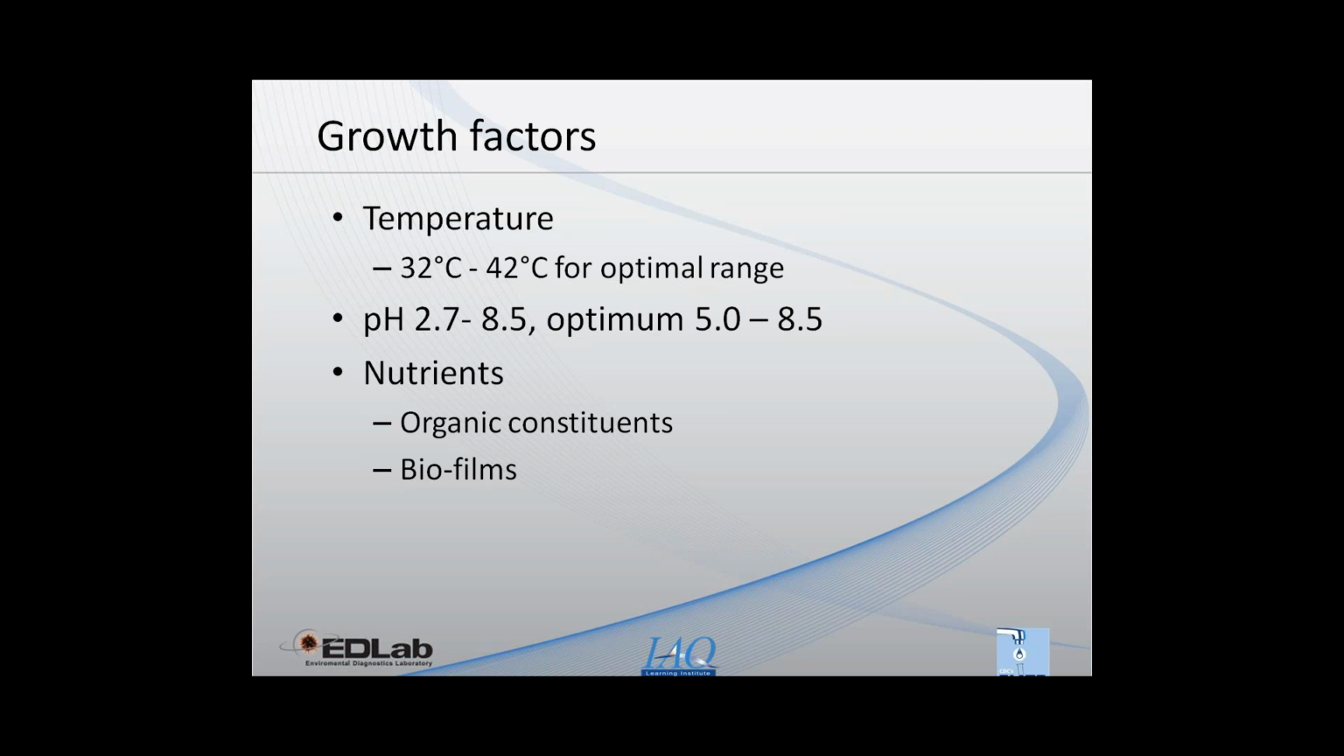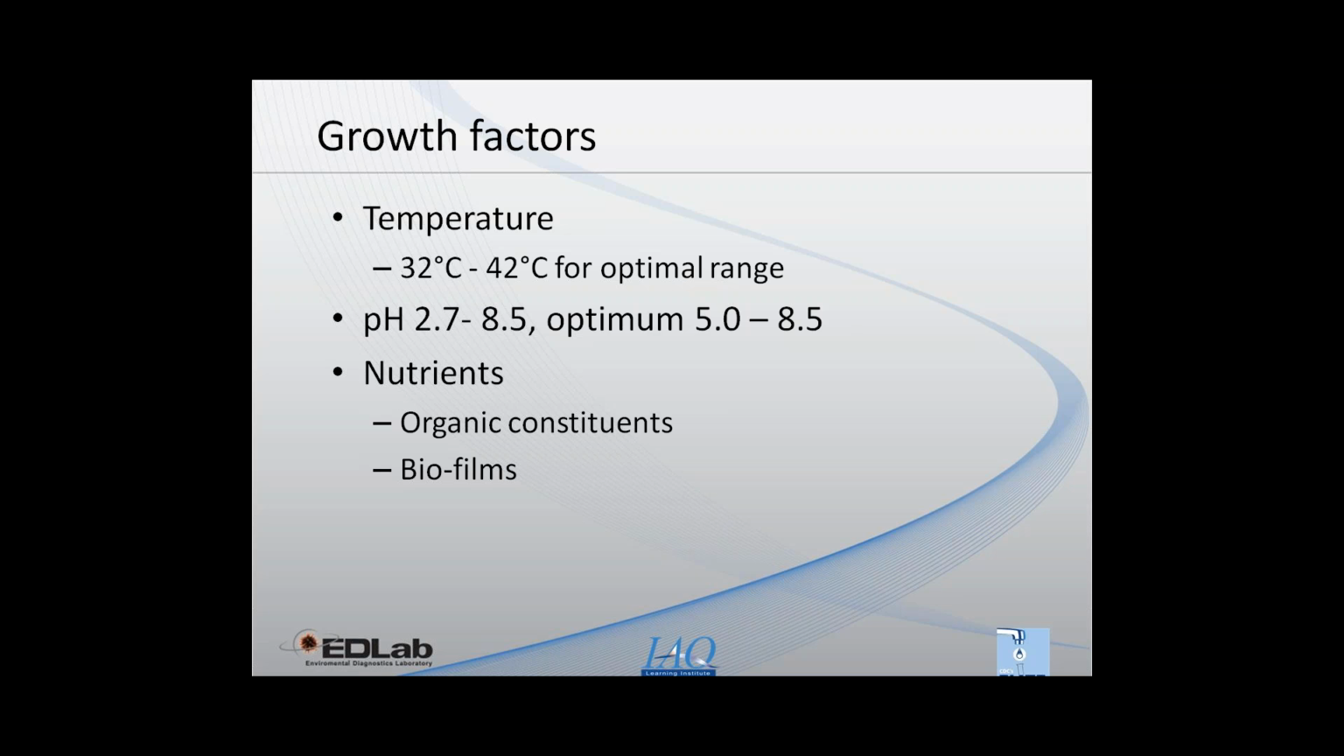Now, another important factor is the pH. pH is highly important in microbial growth, and this particular bacteria grows between 2.7 and 8.5 on the pH scale, but that is not the optimal range, because the bacteria can grow in somewhat harsh conditions on either side. The optimal range is between 5 and 8.5, as has been reported.